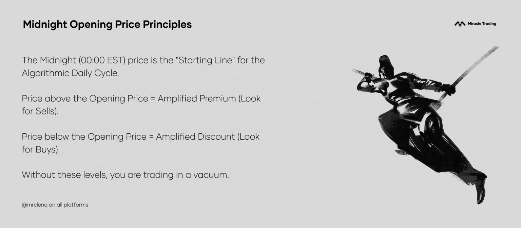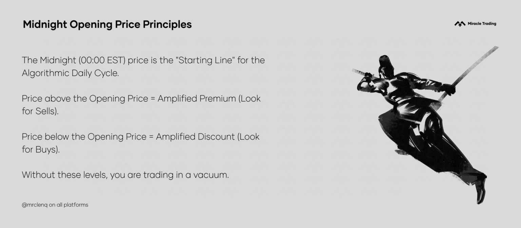And the same goes for when we're looking to go long. Whenever price is below the midnight opening price, this is where we are in a discount. What I mean by amplified is it's an imaginary discount area, like we will see. Without these levels, you're trading in a vacuum, meaning this is like a roadmap.